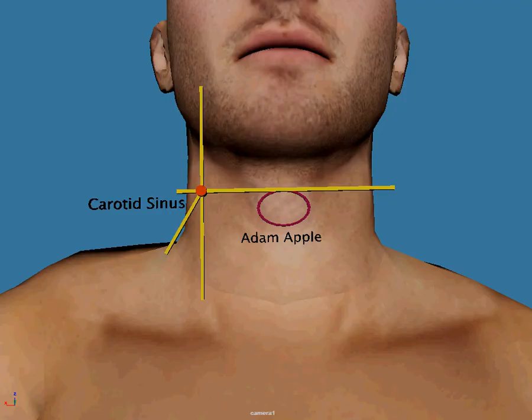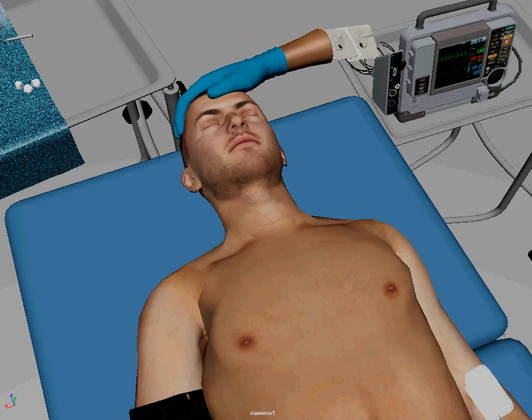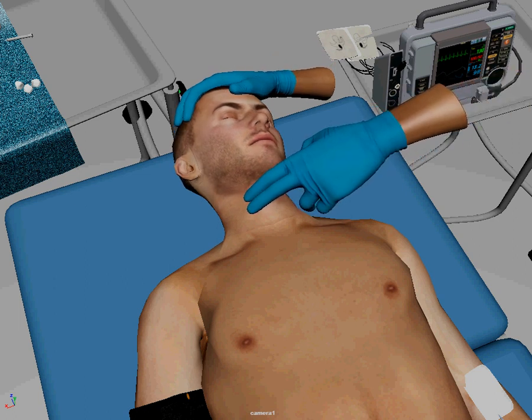Success rates for the Valsalva maneuver in terminating SVT range from 19% to 54%. Augmenting the Valsalva maneuver with passive leg raise is more effective. Given the potential thromboembolic risk, caution is advised when deploying carotid massage in older patients.